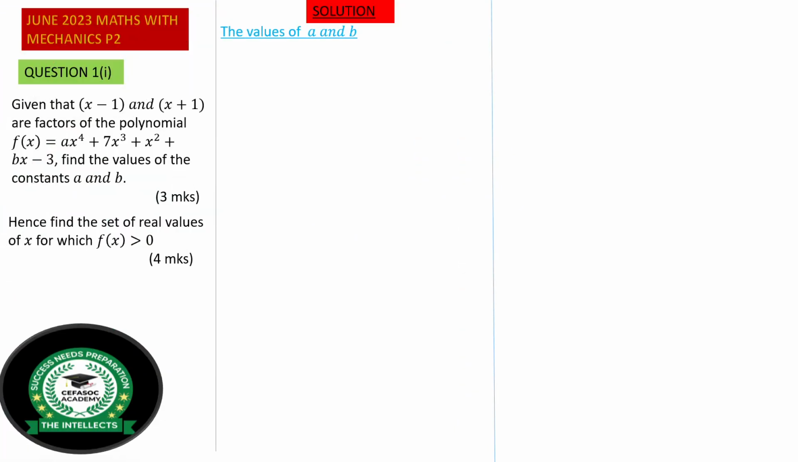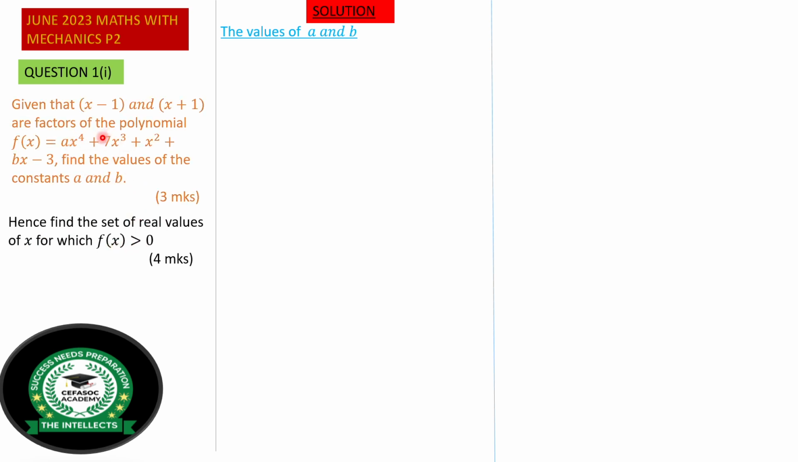The question is on polynomials. Given that x minus 1 and x plus 1 are factors of the polynomial ax to the 4 plus x plus 7x cubed plus x squared plus bx minus 3, find the values of the constants a and b. Hence, find the set of real values for which f of x is greater than 0.